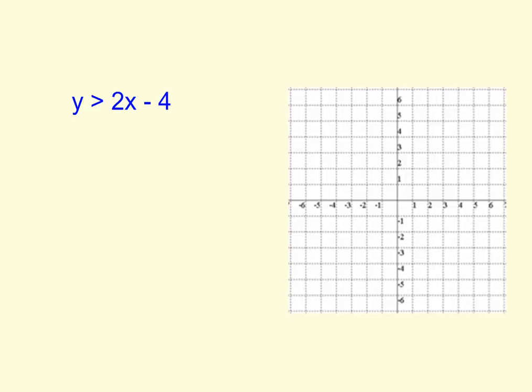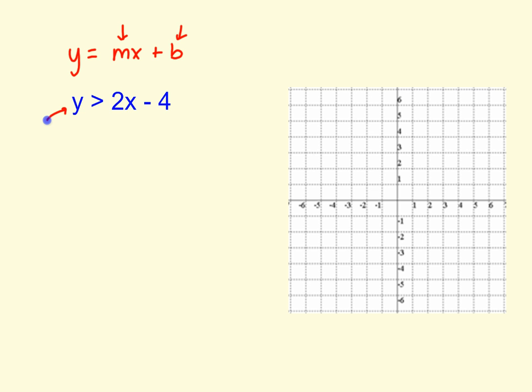Alright, now we get to the fun part. Graphing a linear inequality. You want to make sure that your inequality is solved for y. In this case, it is solved for y. You want it to look like that, y equals mx plus b. When it looks like that, you can identify the slope and the y-intercept, and then it's easy to graph.